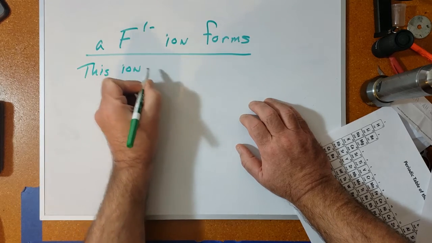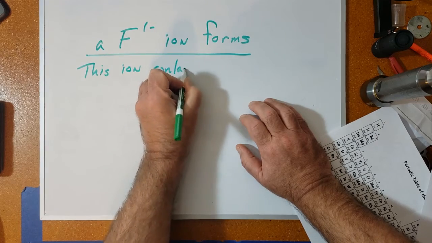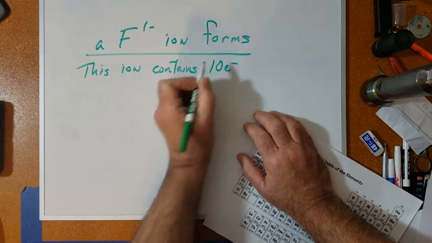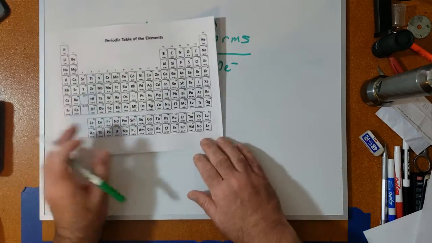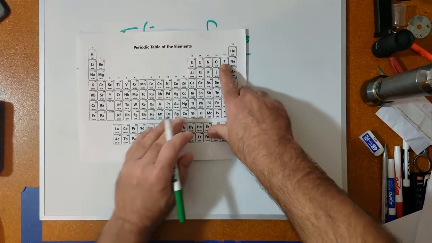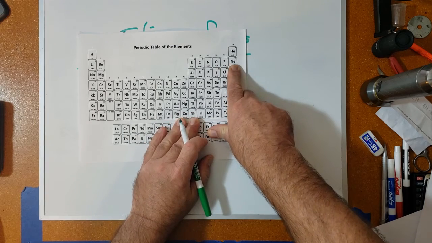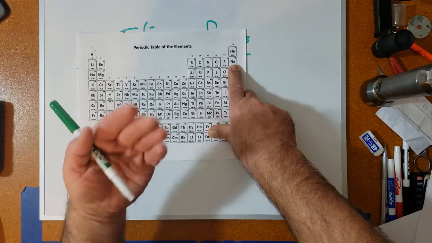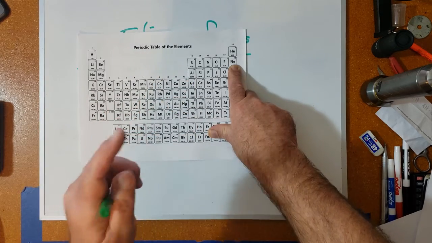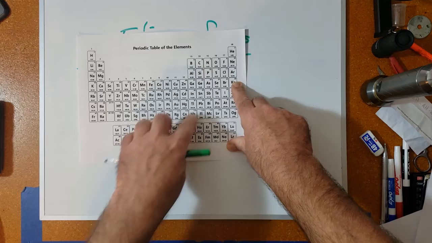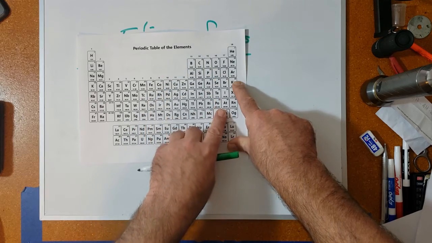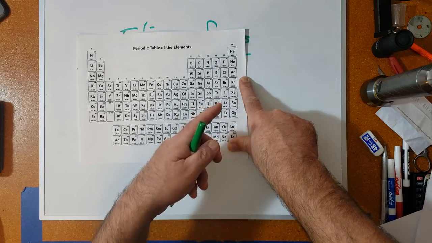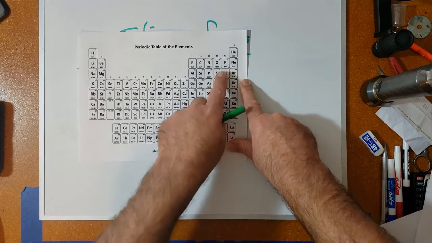This ion contains 10 electrons. Right? Now, if we look at the periodic table, we see that there's already an element with 10 electrons, neon. And we've already said neon is an element that already has an octet. We're going to see this over and over, that if we pay attention to the location on the periodic table of an element and just count how far away from the noble gas column it is, we could say something about how it gets an octet.